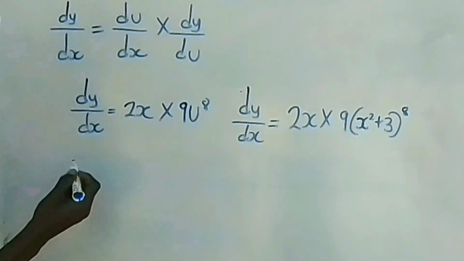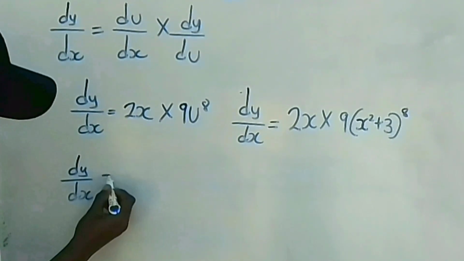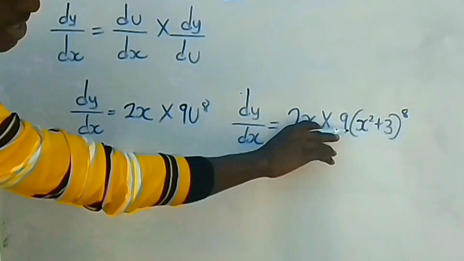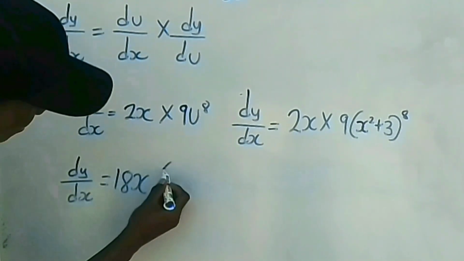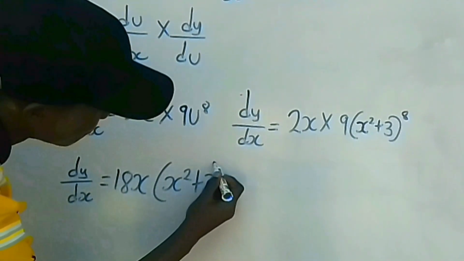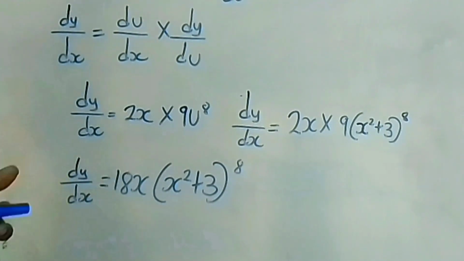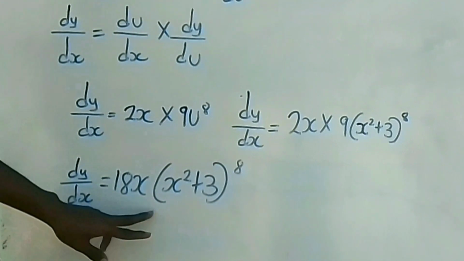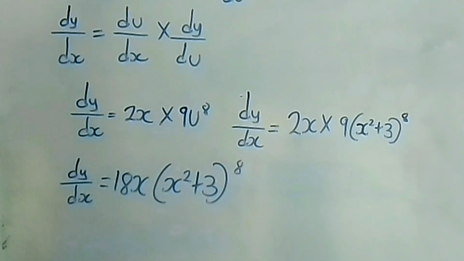So therefore, dy/dx is equal to 2x multiplied by 9. That is 18x. 18x into bracket x squared plus 3 raised to the power of 8. So therefore, the derivative of y equals x squared plus 3 raised to the power of 9 is given by 18x into bracket x squared plus 3 raised to the power of 8.